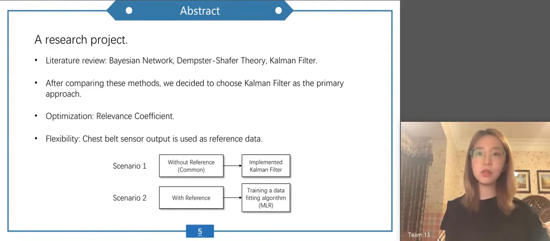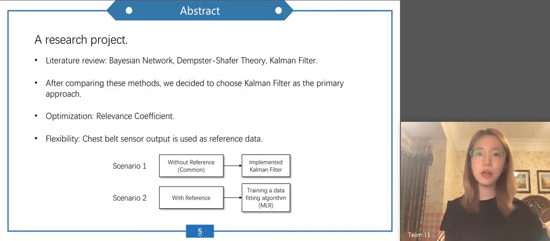First, it's a research project approved by Dr. Cao Li. At the literature review stage, the main methods we focused on at the very beginning are some mainstream sensor fusion algorithms. We decided to choose Kalman filter as a primary approach after analyzing the existing data. A new variable, relevance coefficient, is introduced to increase the reliability and accuracy of the Kalman filter.